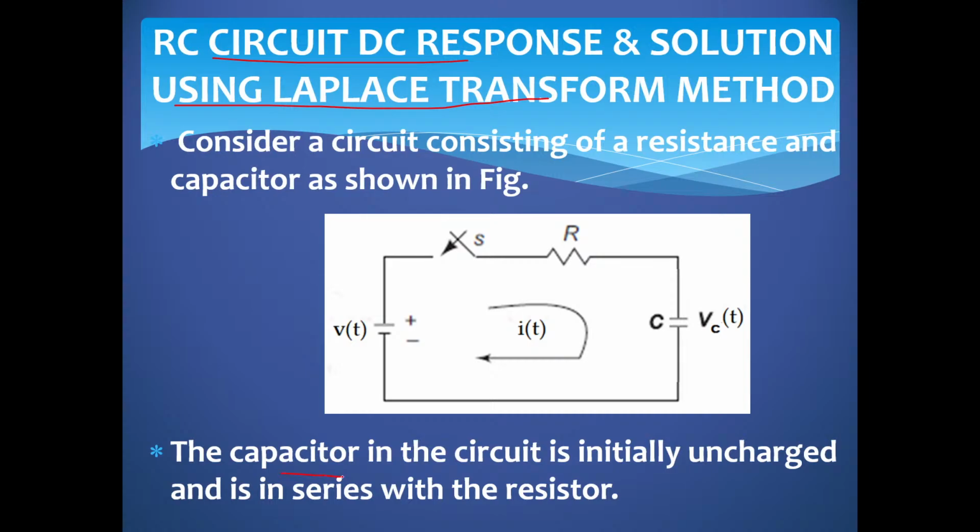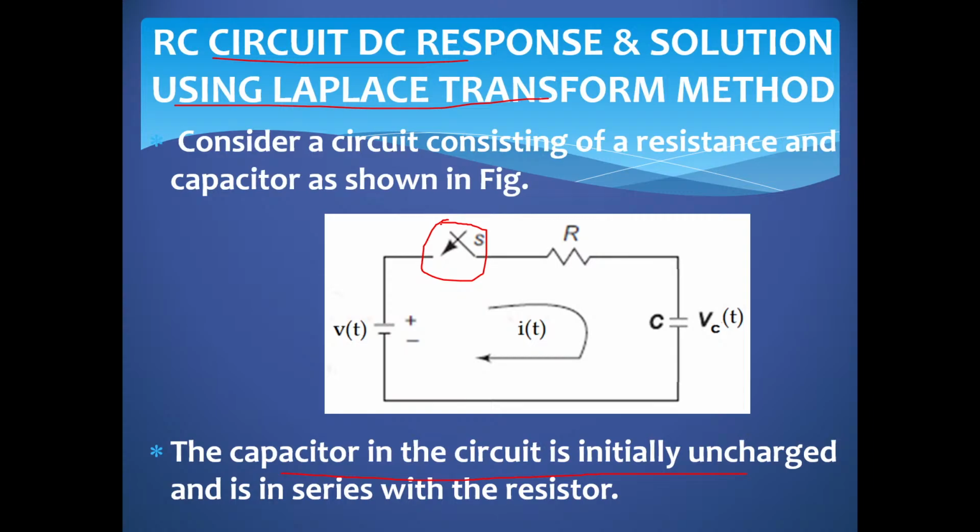So initially the capacitor will not be charged. Voltage across the capacitor will be 0. So with voltage across the capacitor initially at 0, the capacitor acts as a short circuit as soon as the switch is closed. We have to remember one thing: as soon as the switch is closed, the inductor acts as an open circuit, and the capacitor acts as a short circuit.